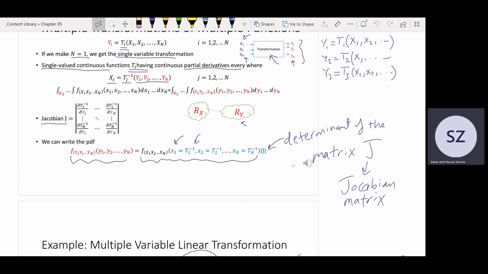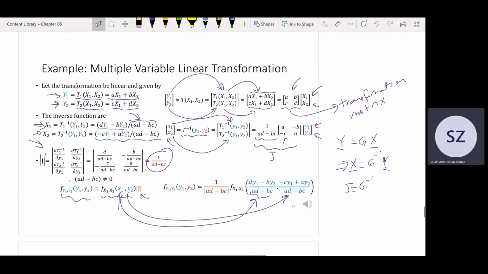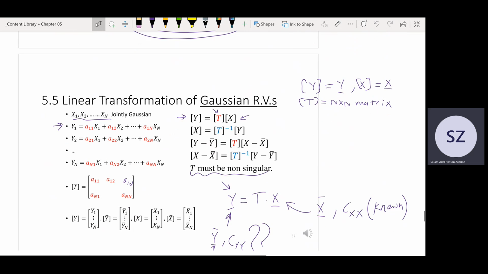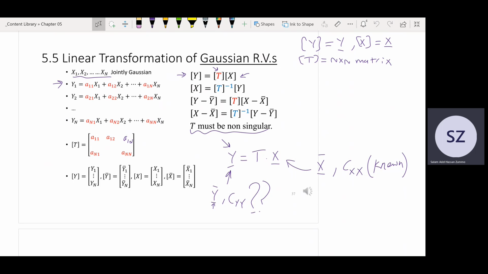We define the determinant as the matrix that contains the derivatives of the inverse functions. Then we gave an example of a linear transformation of multiple random variables and found what the PDF looks like. Then we started the linear transformation of Gaussian random variables. They are especially important to us because they appear in many places, especially when we talk about Gaussian random processes, as we will see, inshallah, in chapter 6.